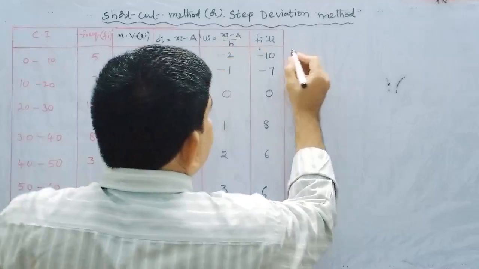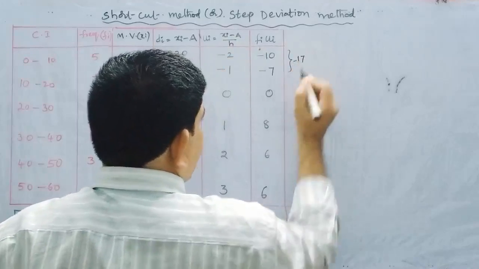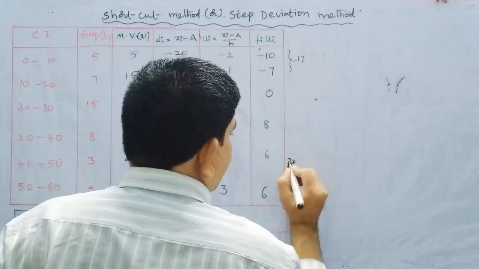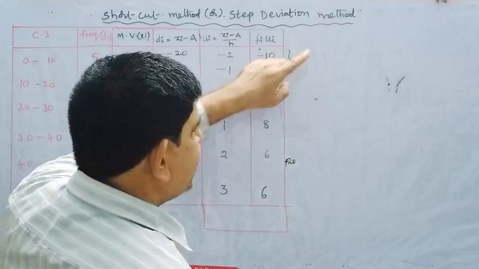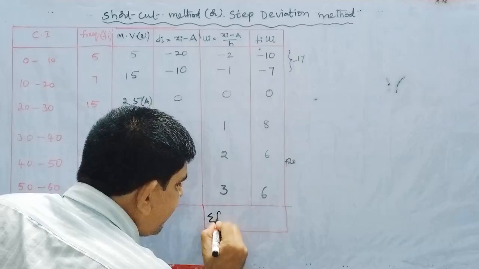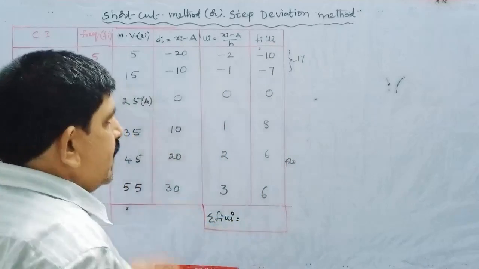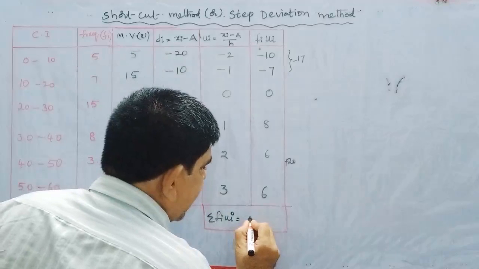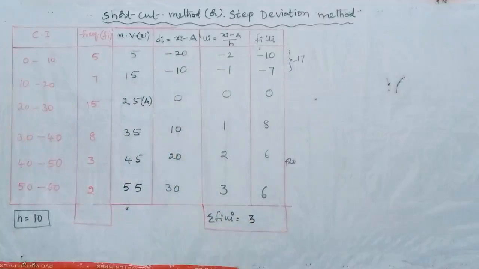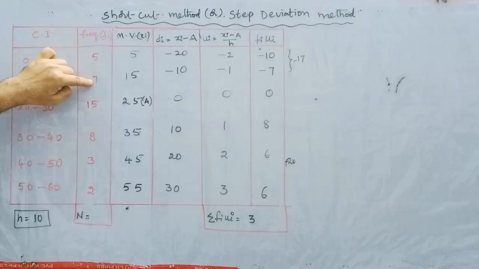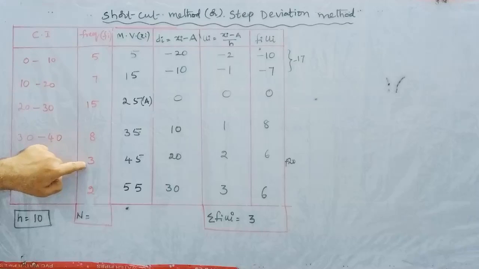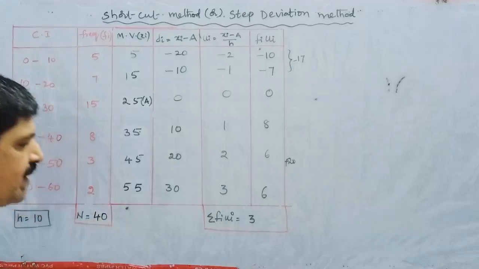Now the sum of the negative values is minus 17. And the sum of the positive values is 8 plus 6, 14 plus 6, 20. So sigma Fi ui is the difference of positive and negative values, plus 20 minus 17, that is plus 3. Sigma Fi ui is equal to 3. Next, n is equal to how much? 5 plus 7, 12 plus 15, 27 plus 8, 35 plus 3, 38 plus 2, 40. n is equal to 40.